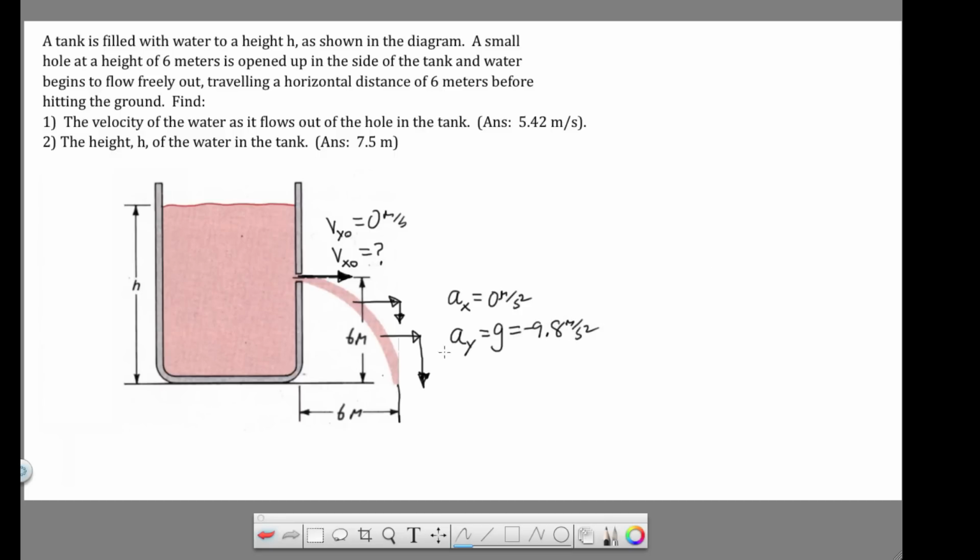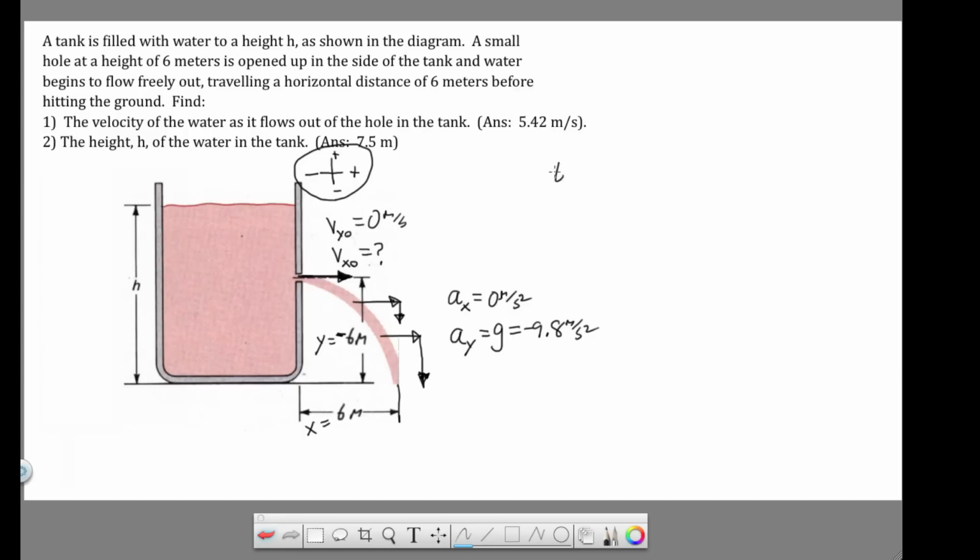All right, so this 6 is our x displacement. This 6 up here is our y displacement, and that's negative. It's going to be a negative 6 because the water is going down vertically. Remember, our sign convention is plus, minus, plus to the right, minus to the left, up plus, down minus. So this 6 meters is negative, the vertical, because the water goes down.